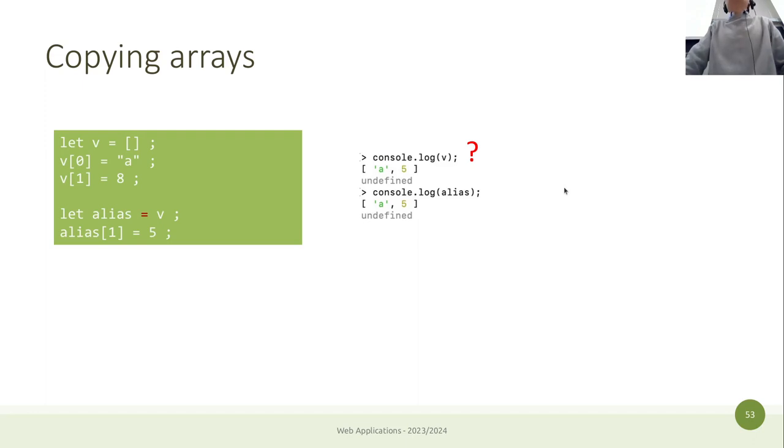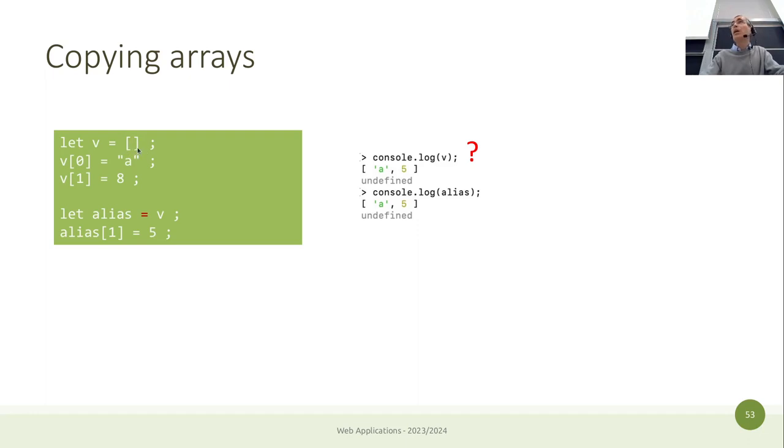How do I copy an array? And here we start to understand the fact that we have references to the arrays, not actual values. So arrays are not values, they are references, the ones that we store in the variables. So let's have a look at this code.